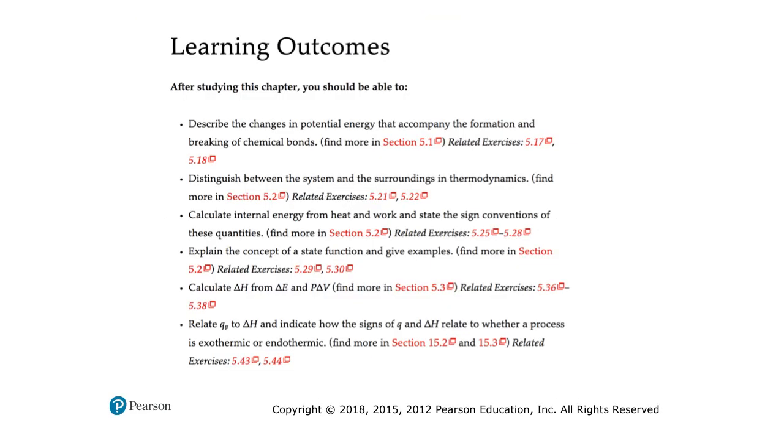Okay, so we've mostly come to the end of the chapter, so we can review some of the learning objectives, some of the things you want to make sure you can do at the end of the chapter. We want to describe the potential energy that can accompany the formation of making and breaking chemical bonds. We were just talking about this, that if we're making a bond, energy is being released. If we break a bond, energy has to be absorbed.